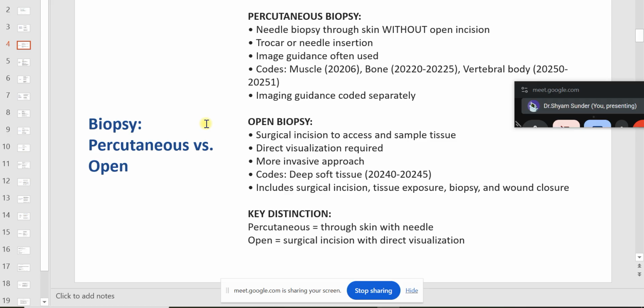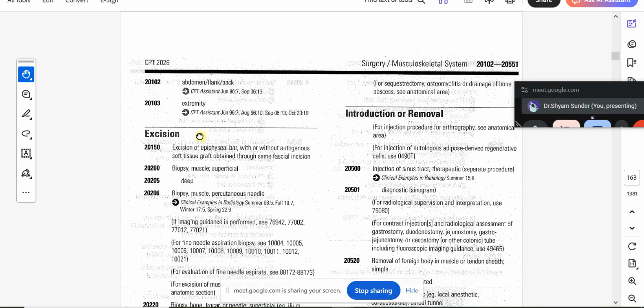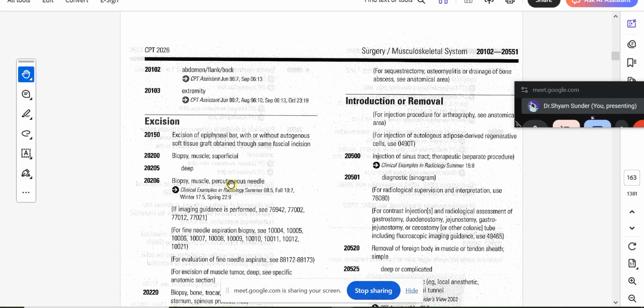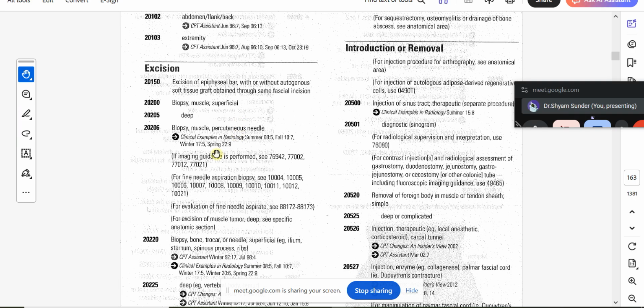Would you mind confirming the needle one is the open one? Needle means if you're using a needle, that means it is not open. It is percutaneous. 20206 is biopsy, muscle, percutaneous needle.